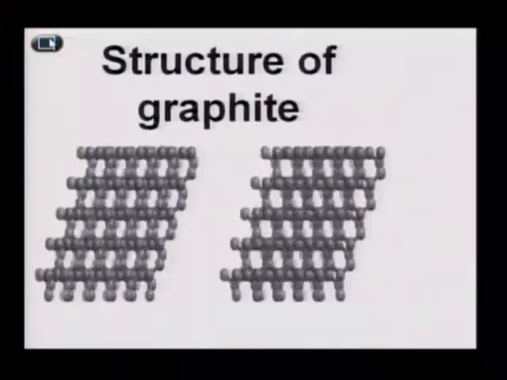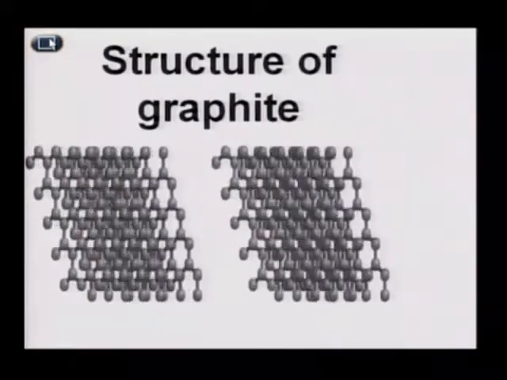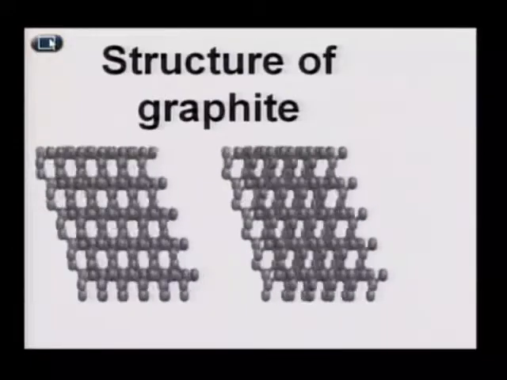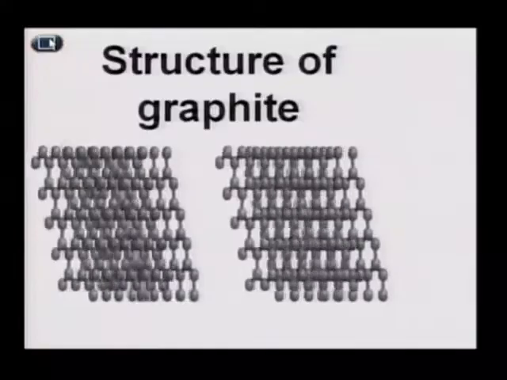And since there is no free electron or free ion, they are insulators. But there is one exception, and that is graphite. In the case of graphite, there are free electrons. It is a good conductor of electricity, and due to its layered structure, graphite is soft and is used as a lubricant. It is an exception of a covalent solid which is a conductor. Otherwise, the covalent solids are insulators.